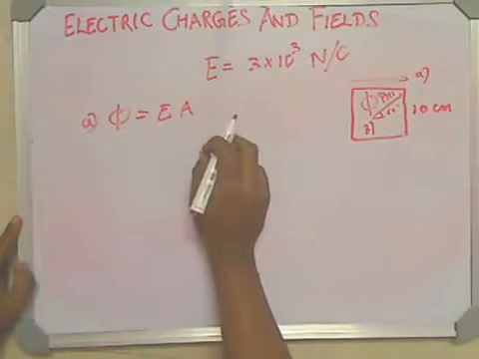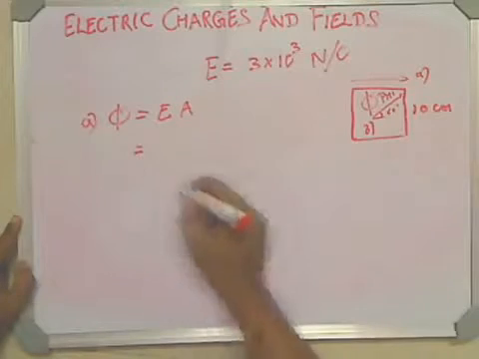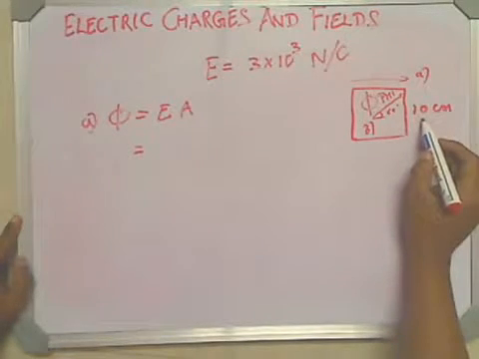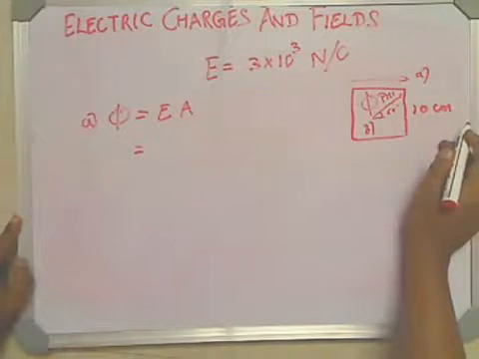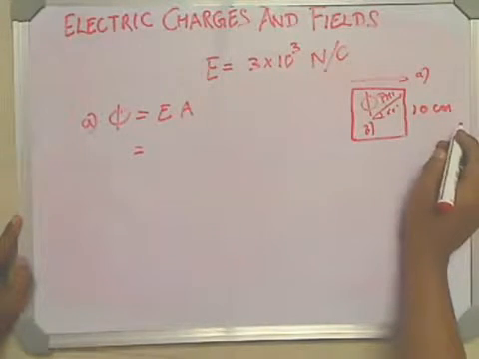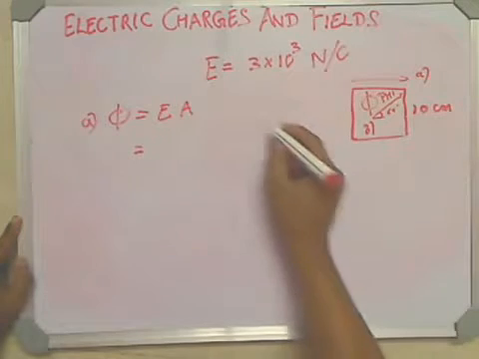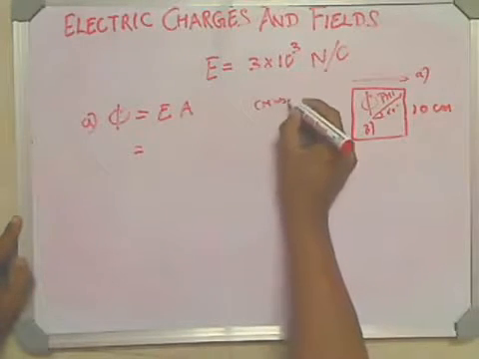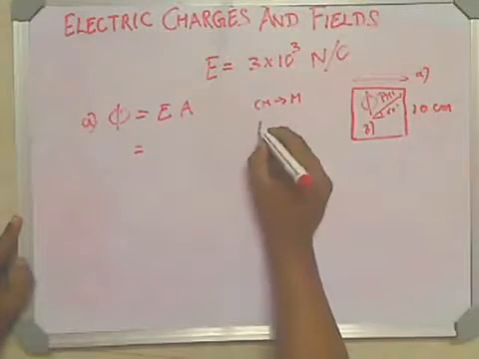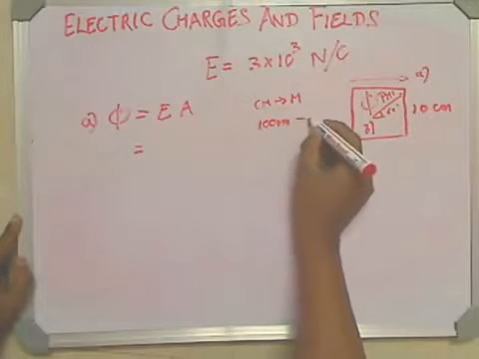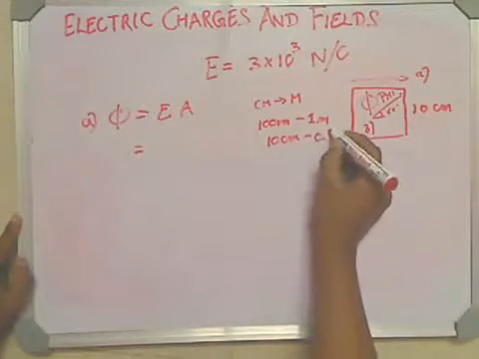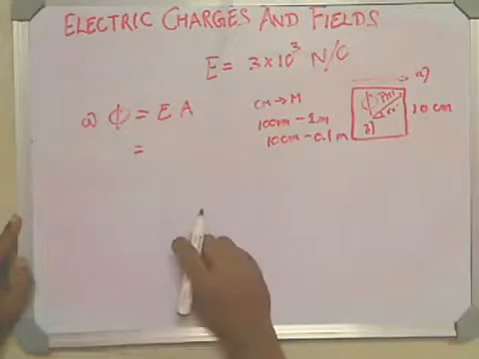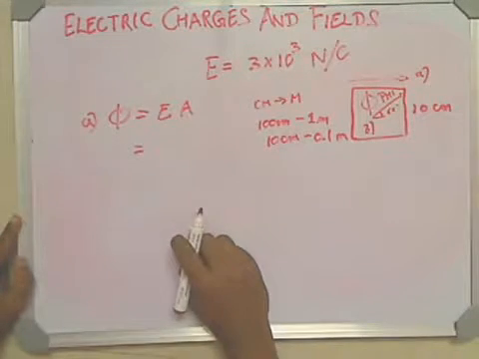Now, there is one common mistake which students usually make. The value here has been given in centimeters. Okay. Now, centimeters is not something that you would use normally. You need to convert centimeters into meters. So 100 centimeters is equal to 1 meter. So 10 centimeters is equal to about 0.1 meters. This is something that you need to do.